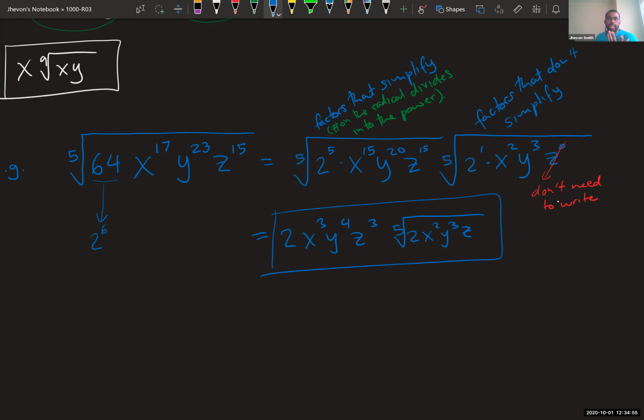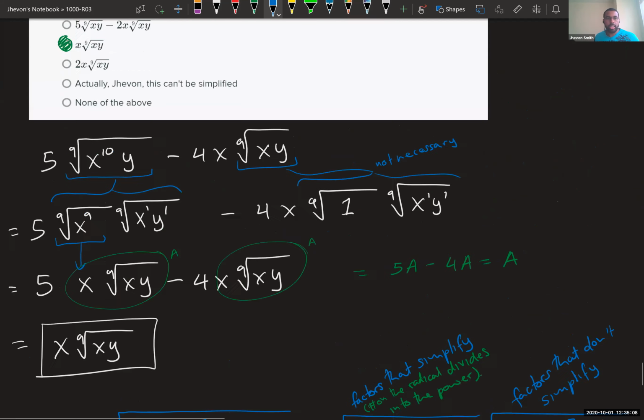And I think an easy strategy to do this is just break it into 2 radicals, move all the factors that simplify into the first one, move all the factors that don't simplify into the second one, and then you simplify the first one and you're done. Right, so that is the strategy that I did here.